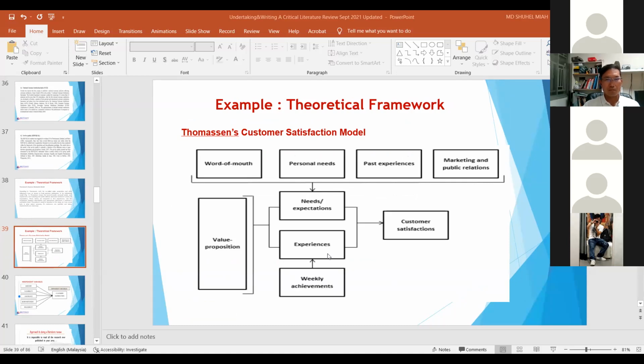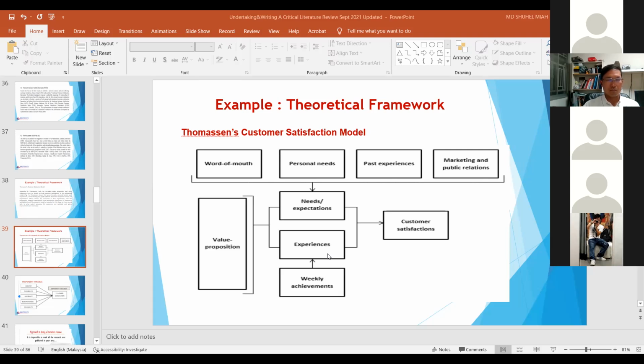Students are always confused between the theoretical framework and the conceptual framework. Remember, a theoretical framework is based on a theory. There are no changes here. It is an established one. And the conceptual framework is yours. Based on your study and your literature, you identify different factors. Then based on that, you develop your own framework, which is known as the conceptual framework.